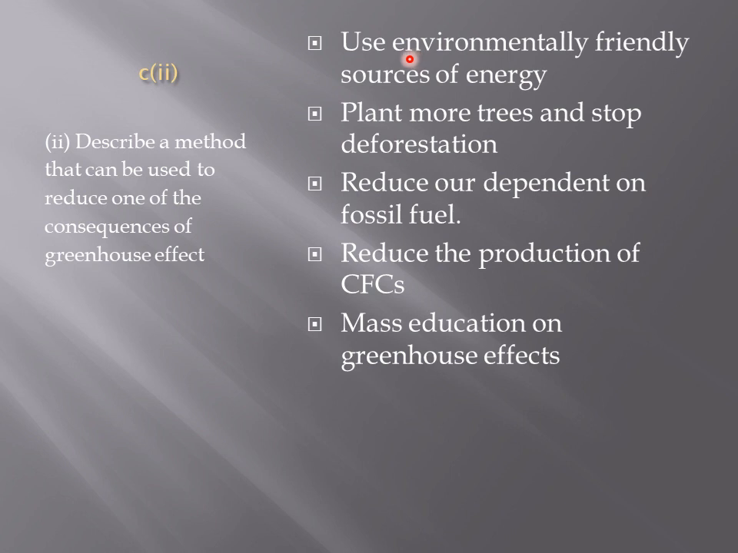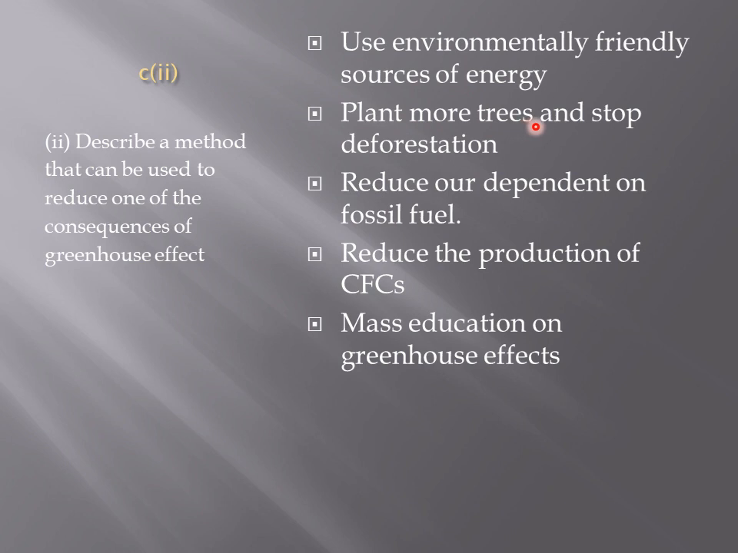We are told to use environmentally friendly sources of energy. Why? Carbon dioxide is a threat as it forms a ring around the earth. It does not allow radiant energy to go out. It rather re-radiates radiant energy to the earth, and what happens? It increases environmental temperature. So what should we do to reduce the effect? We should use environmentally friendly sources of energy like water, wind, tidal variation, and so on. We should also plant more trees.